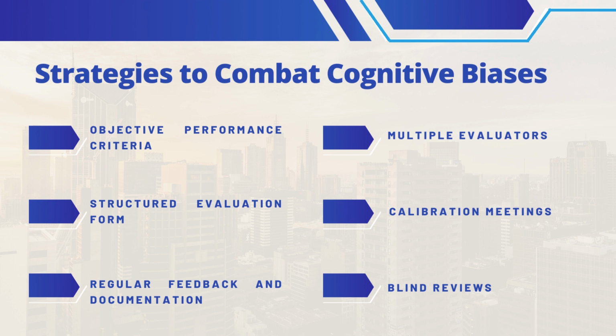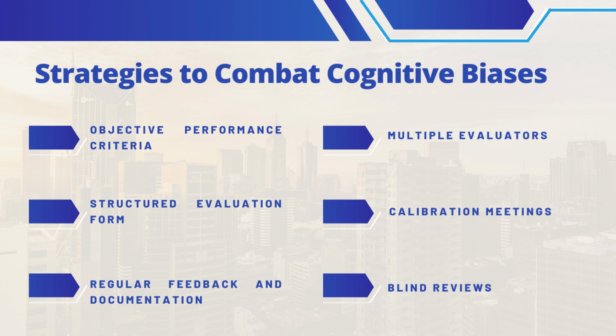Also, having more than one person evaluate an employee can balance out individual biases. So, a 360-degree feedback process, which includes feedback from peers, subordinates, and other managers, can provide a more balanced overall assessment. And calibration meetings, this kind of meetings allow evaluators to discuss their ratings before they finalize their rating, reducing the potential influence of individual biases.